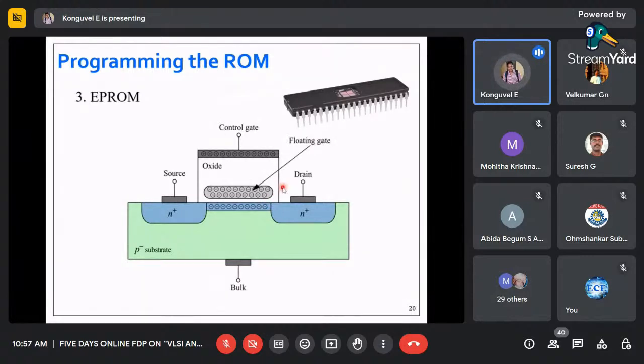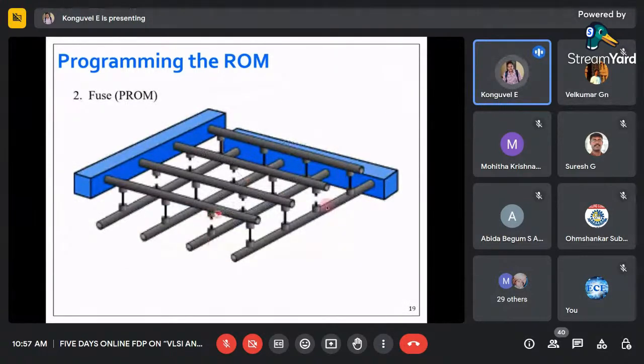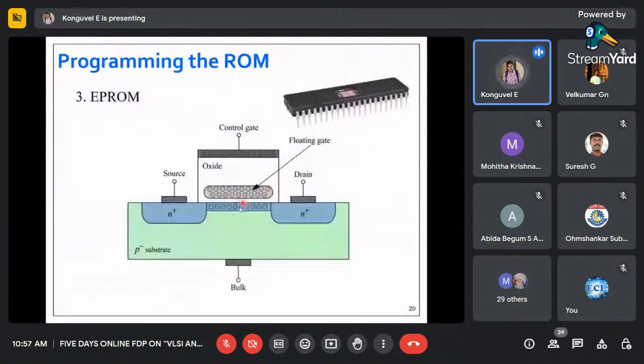That is what we did in the previous case. Say for example, I do not want this connection. What I am going to do is give a higher supply, 20 volt. The electrons available in the channel will be accumulated in the floating gate, the polysilicon. That will not go back to the channel. So even if you now apply 5 volt, the source and drain will not get connected. The MOSFET becomes non-operational.